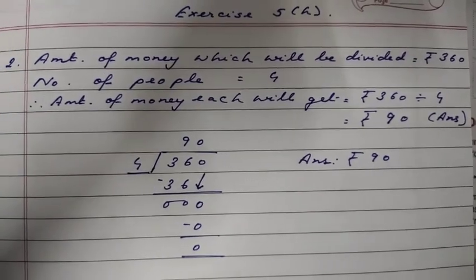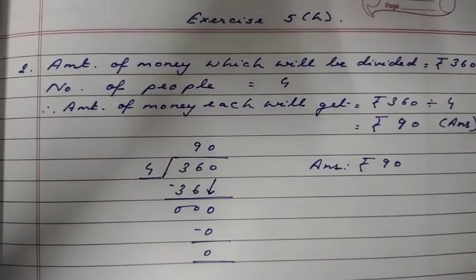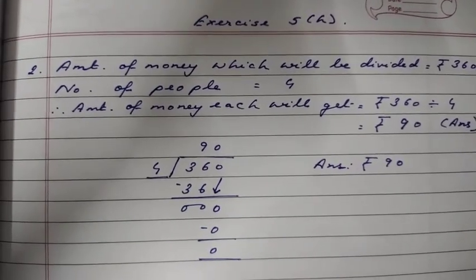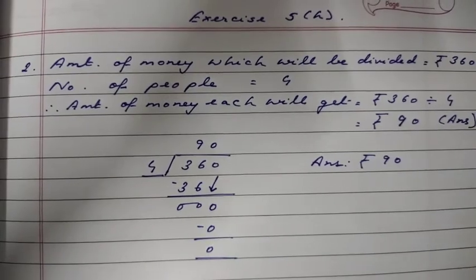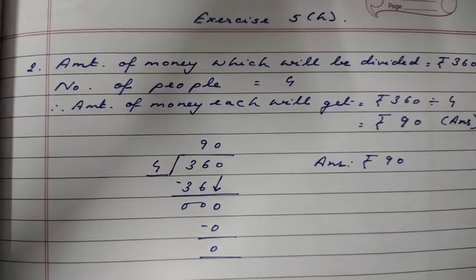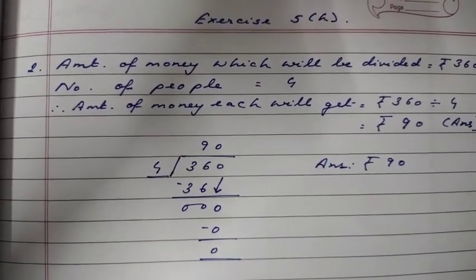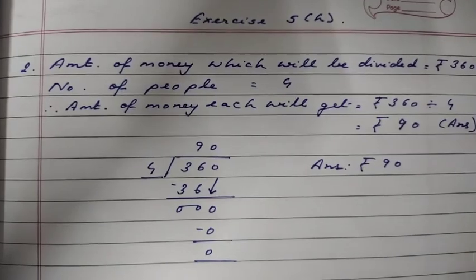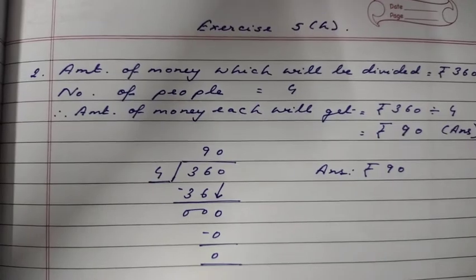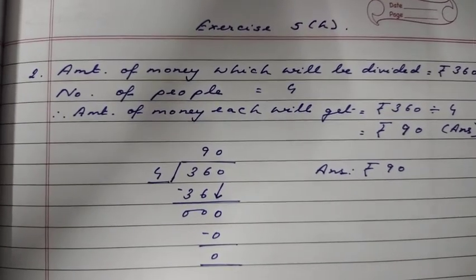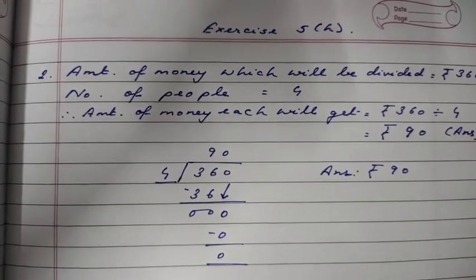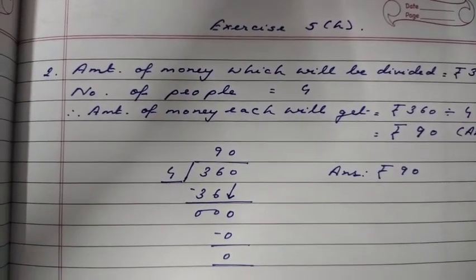Now children, you have to divide. You have to show the working. 360 divided by 4. See, 4 9s are 36. Then 36 minus 36, 0. Then 0 will come down. 4 zeros are 0. So 90 will be your answer. Not 90, rupees 90. Rupees 90 will be your answer. Amount of money which will be divided equals rupees 360. Number of people, how many people are there? 4 people. So each will get rupees 360 divided by 4. Your answer will be rupees 90. See properly.